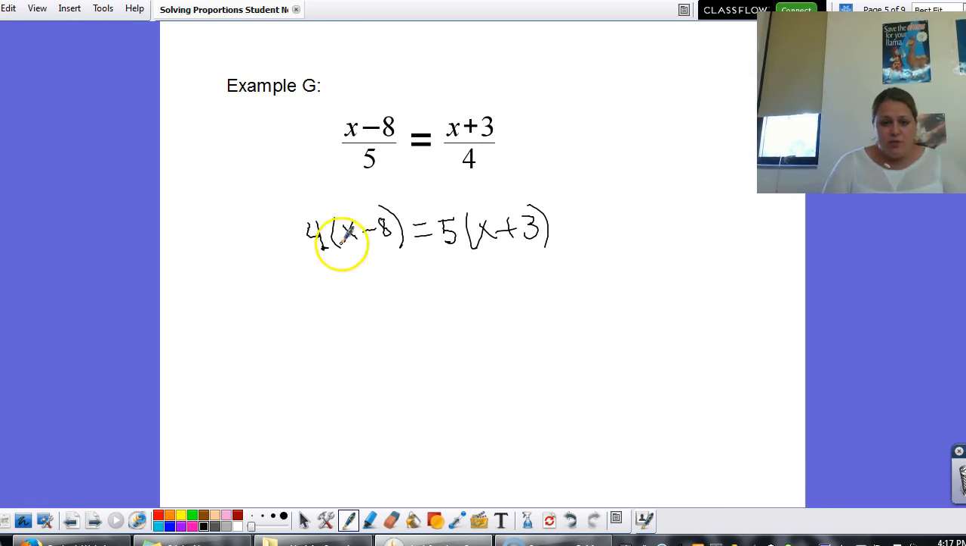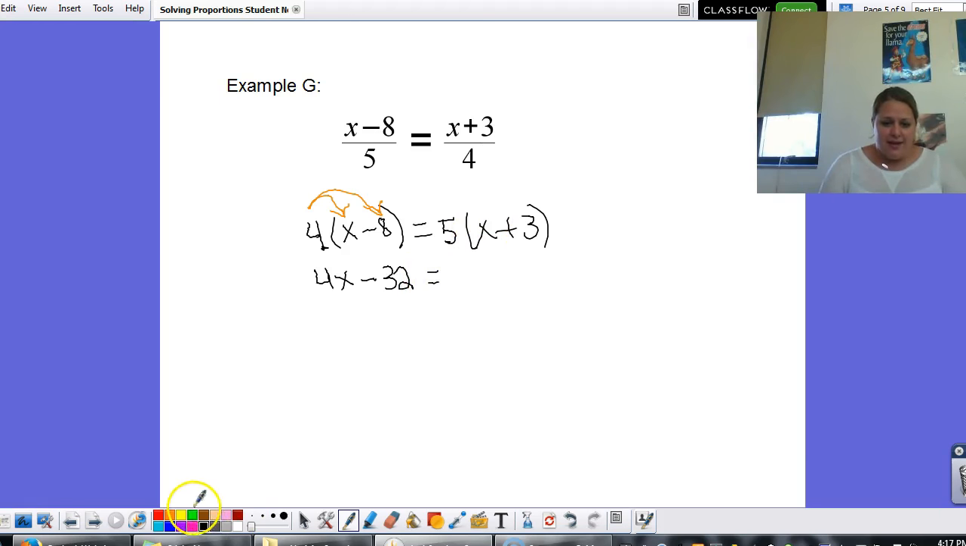We have to distribute twice here. That's okay. We've been doing that all the time lately. We're getting so much better at it. All right, here we go. 4 times x is 4x. 4 times -8 is -32. So I'm going to bring that down as a -32.